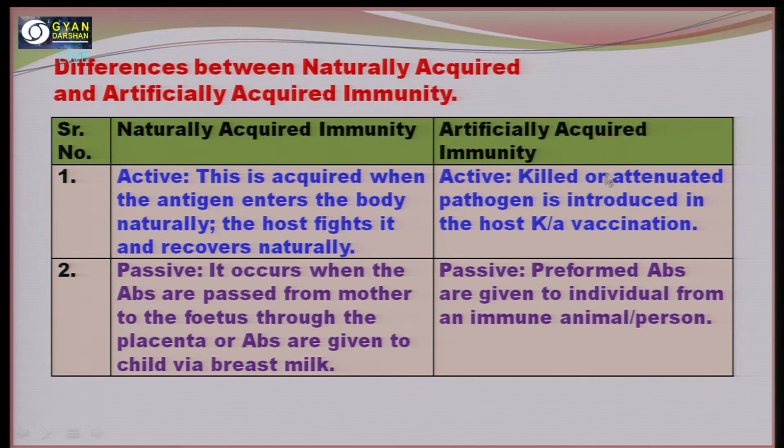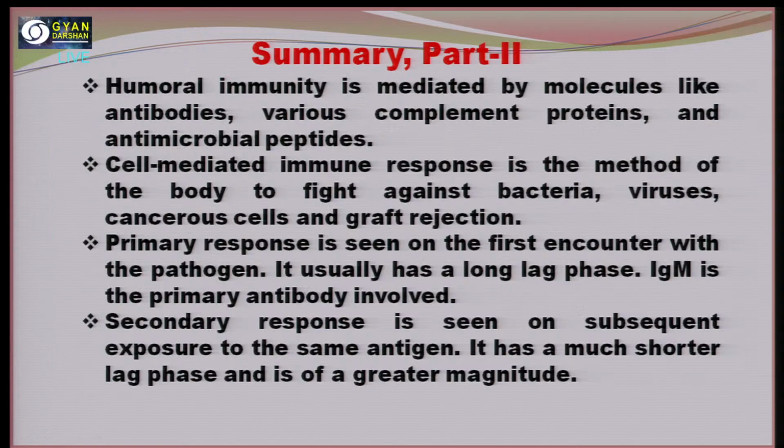In the case of artificially acquired immunity, in the active form, killed or attenuated pathogens are introduced to the body or host, which is known as vaccination. So you can say vaccination is artificially acquired immunity. In the case of passive, preformed antibodies are given to the individual from an immune animal or person.